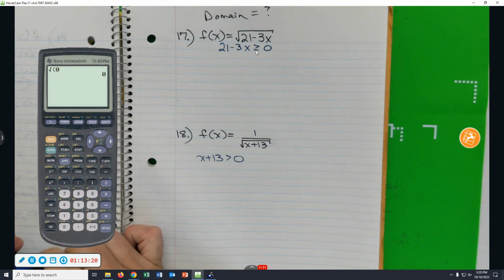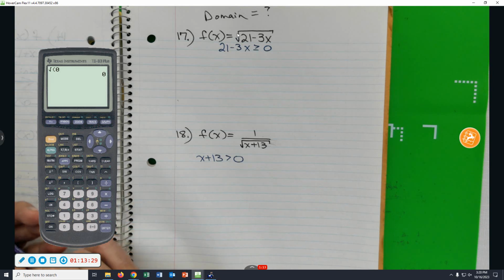Let's see why we have the equal here, but not here. Because we don't want 1 over 0. But it's okay to have a 0 just under a square root.